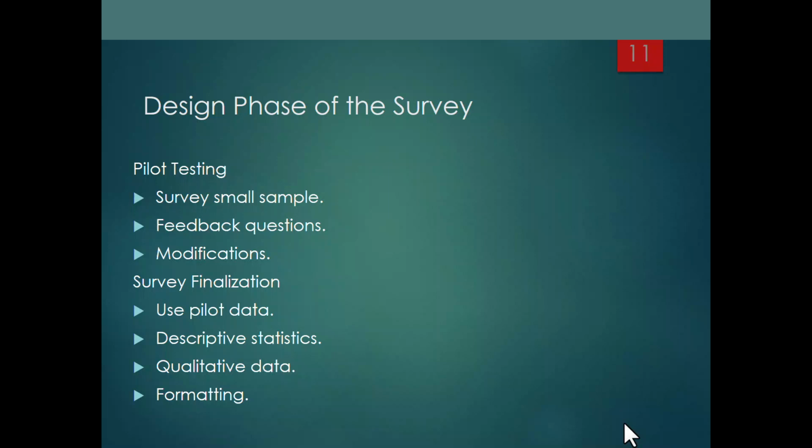It's always a good idea to pilot test your survey if it's a new survey. You would do this by administering your survey to a small sample of the population so that you can get feedback about questions and the instructions, the sequencing of the questions, and the amount of time taken to complete the survey. So it's always a good idea to send it out to a small group of people that are potential people that would be in the sample.